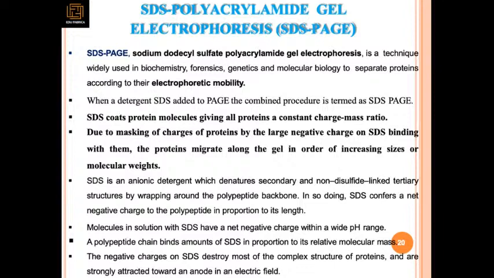So in this, SDS mainly coats your proteins, giving a constant charge to mass ratio. Due to the masking of charges of proteins by the large negative charge of the bound SDS, the proteins migrate along the gel in order of increasing size or molecular weight. So SDS is an ionic detergent which denatures secondary and non-disulfide-linked tertiary structures by wrapping around the polypeptide backbone. And molecules in solution with SDS have a negative charge within a wide pH range. And negative charges on SDS destroy most of the complex structures of proteins and are strongly attracted towards an anode in an electric field.